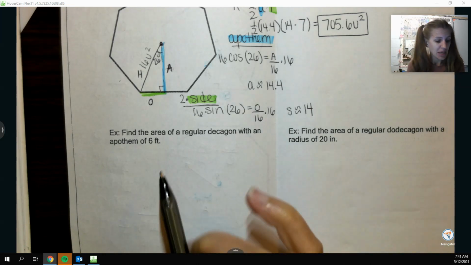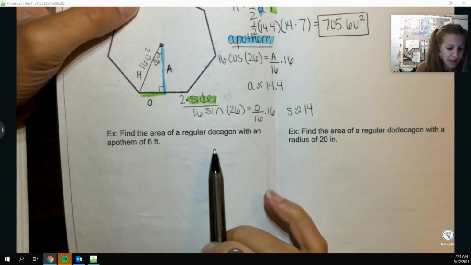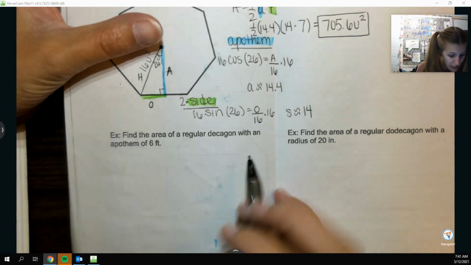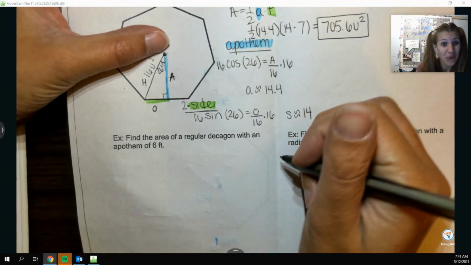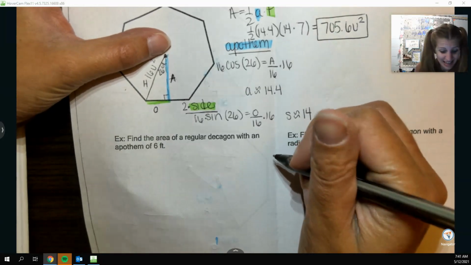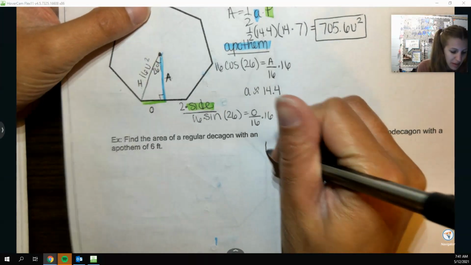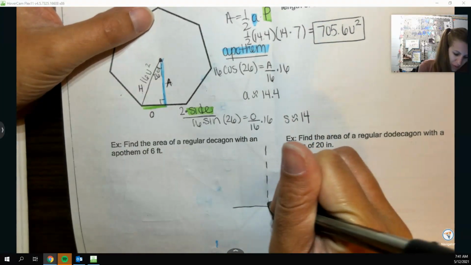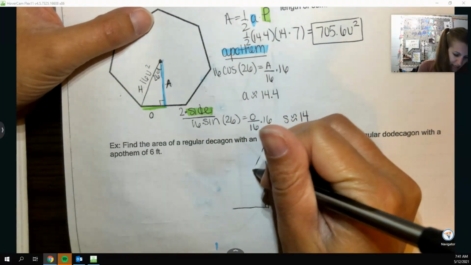So for this one here, find the area of a regular decagon with an apothem of 6 feet. I'm not drawing that whole decagon. I can't. All I'm drawing is our little baby right triangle. And so normally I draw it kind of like this.